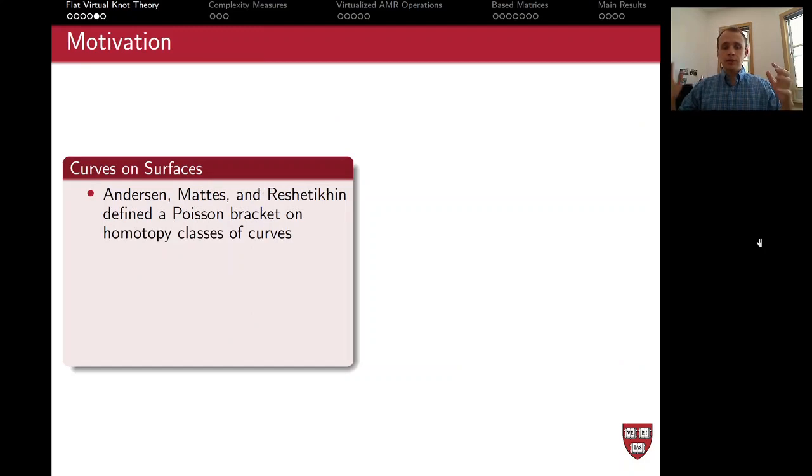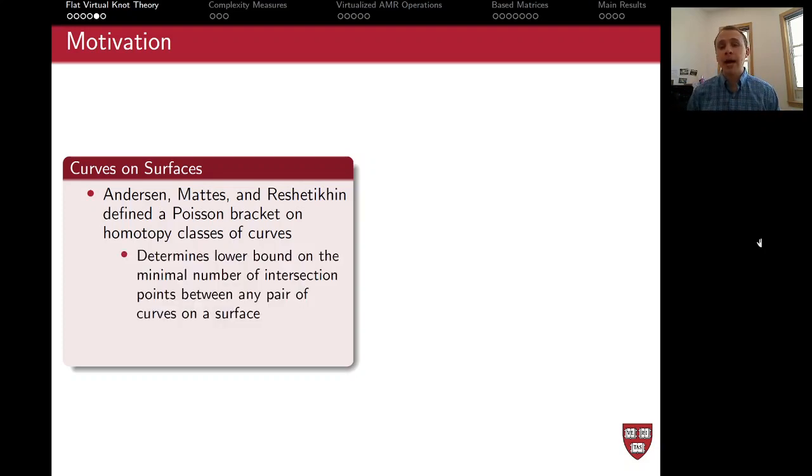So for what we're going to do for the rest of today, there's kind of two branches of motivation. One is using this more geometric approach of curves on surfaces. And here, Andersen-Mattes-Reshetikhin defined a bracket on homotopy classes of curves, which determines a lower bound on the minimal number of intersection points between any pair of curves on a surface.